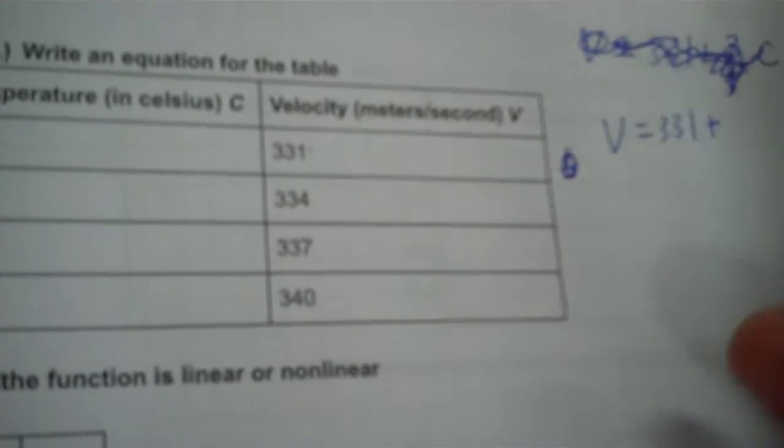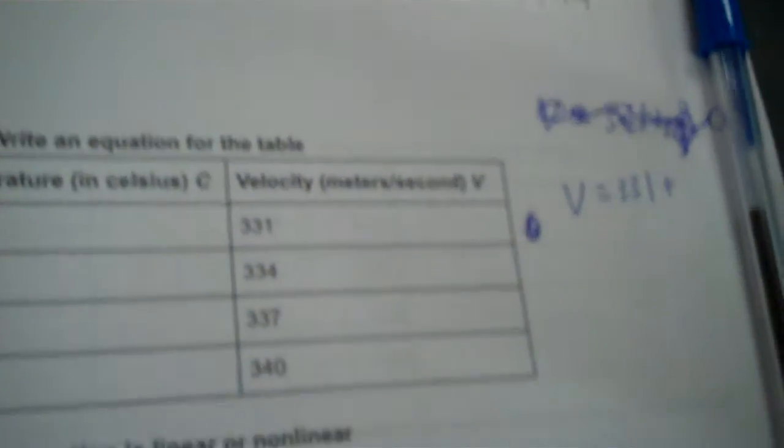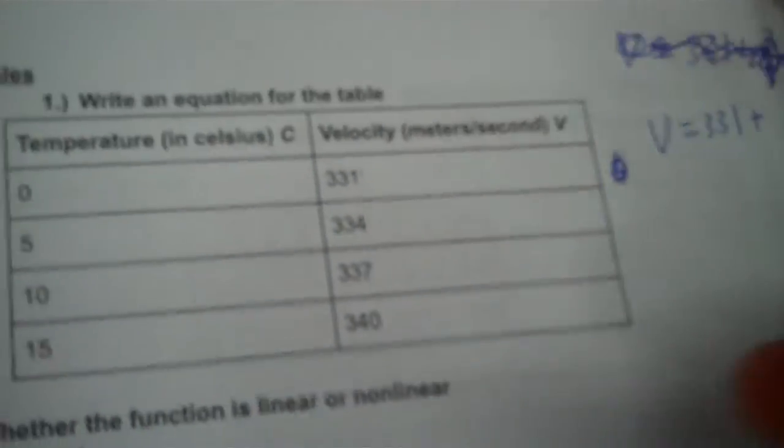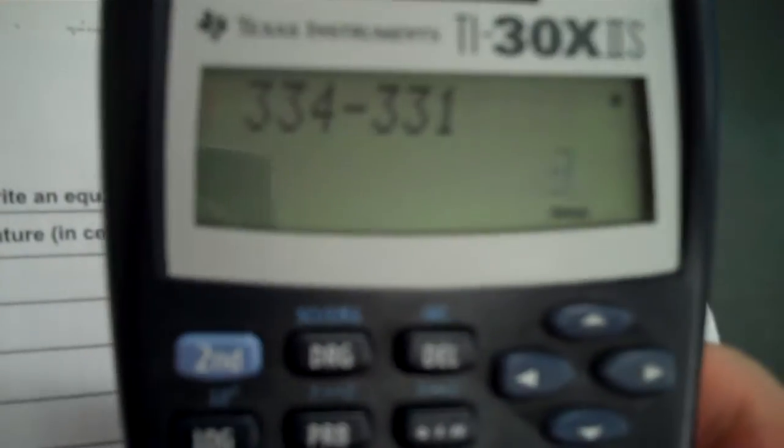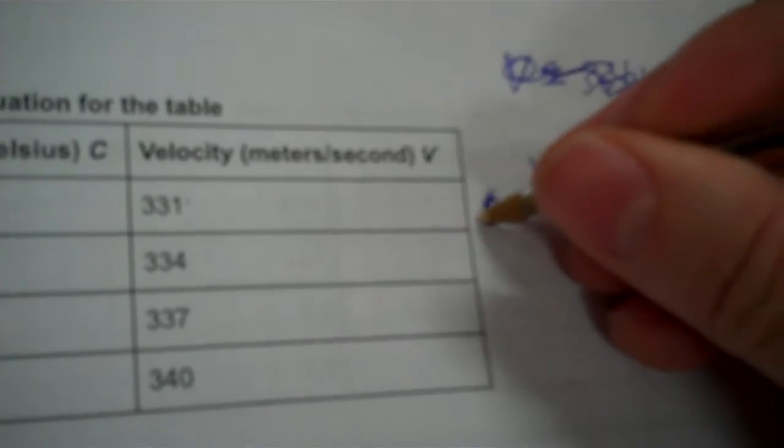Well, here's what you're going to do. I know this seems kind of backwards, but you start on this column, and you start at the end: 340 minus 337, that's 3. 337 minus 334, 3. 334 minus 331 is 3. So remember, we're adding, so every time it goes up by 3, okay? Then you have to look over here. 15 minus 10 is 5, 10 minus 5 is 5, 5 minus 0 is 5. So that's also going up by 5 every time.